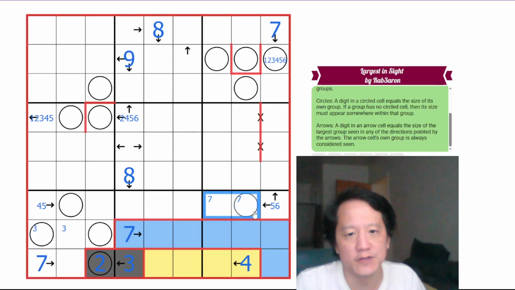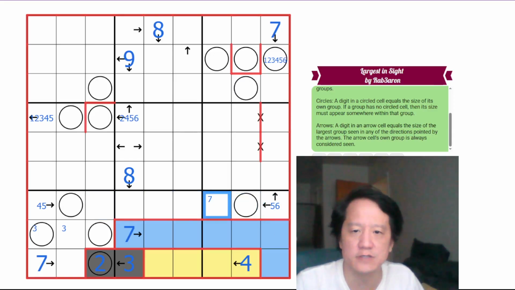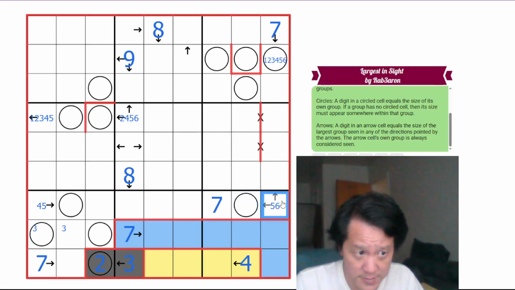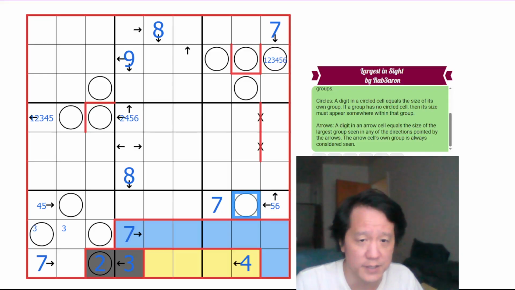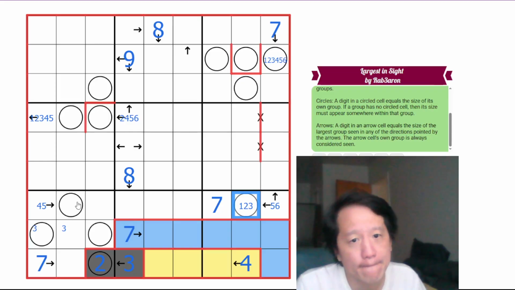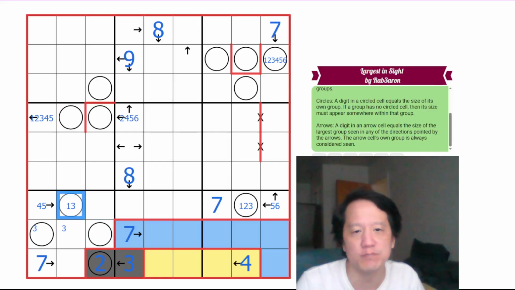If this were 7, then this would see a group of size 7, at least. So this can't be 7, which means this is 7. This has to be less than this, because this must see less than... This has to be less than that, so it has to be 1 through 4 here. It cannot be 4. It's 1 through 3 here. This must be less than these, so it's 1 through 3. Cannot be 2. Can't be 3. This must be size 1 as a group.